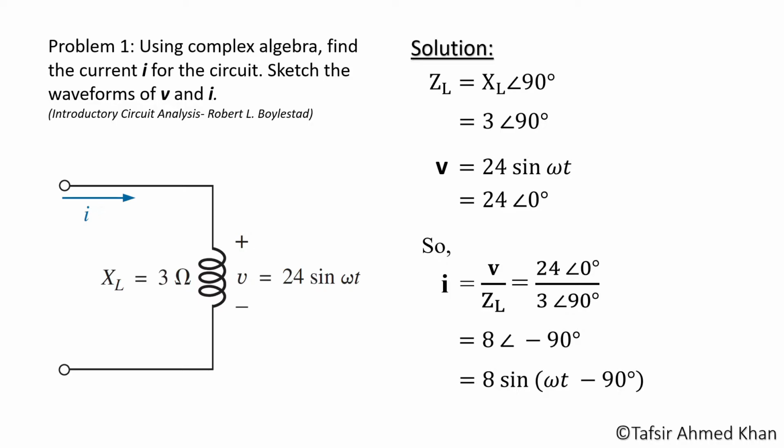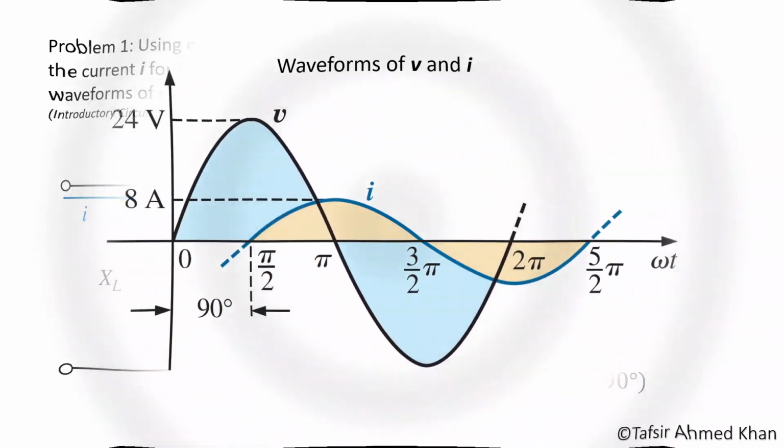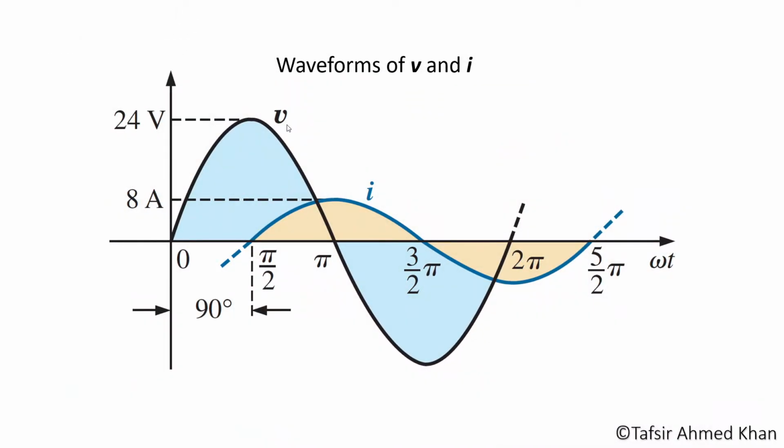Now look at the waveforms of V and I. This is V, the black line. The peak value is 24 volt, and since the waveform equation was V is equal to 24 sine omega t, it will start from 0. And the blue line is our I. The peak value is 8 ampere. Since it has a minus 90 degree angle, it will start from 90 degrees. So here the current is lagging the voltage.